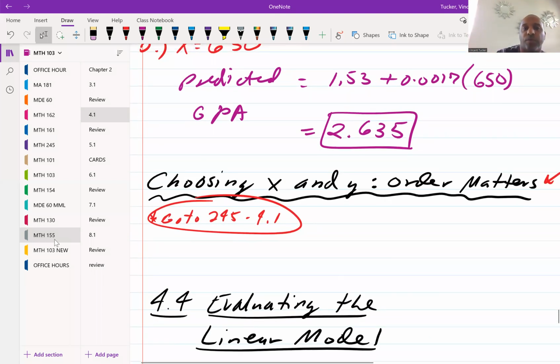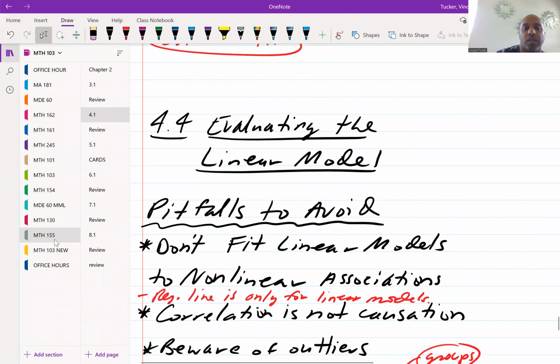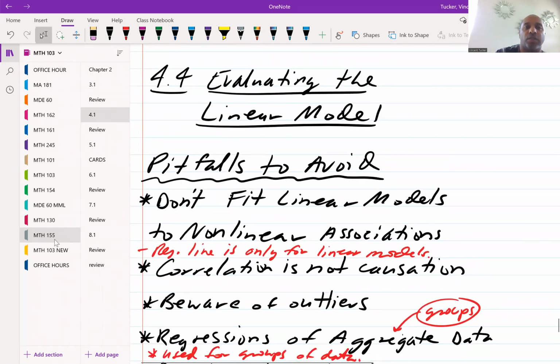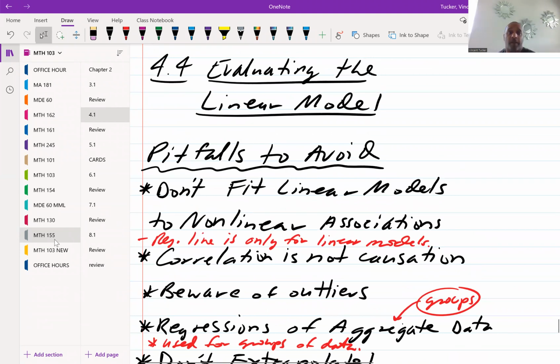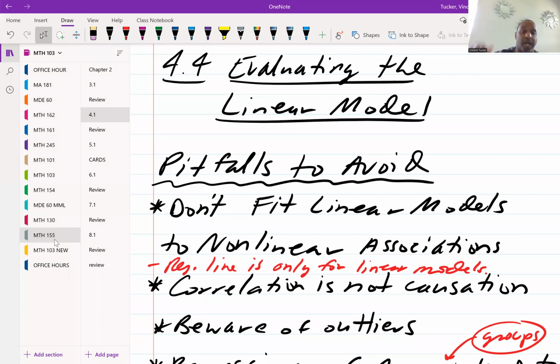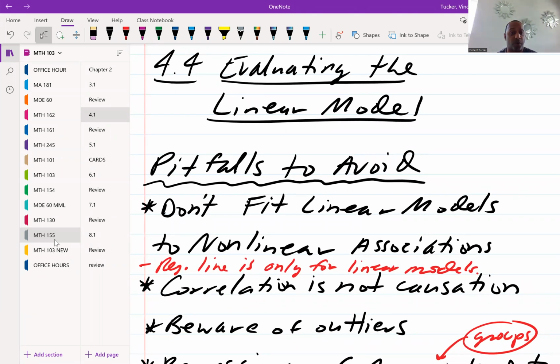So that was it for 4.3. And so 4.4, if I'm not mistaken. Okay, yeah. It starts off talking about pitfalls to avoid when evaluating the linear model. We're talking about your regression line. These are just different things that MATLAB may ask you when you start talking about the pitfalls. So first of all, you don't fit linear models to nonlinear associations. A regression line is only for linear models, so in other words, the pattern has to be best summed up by a line.